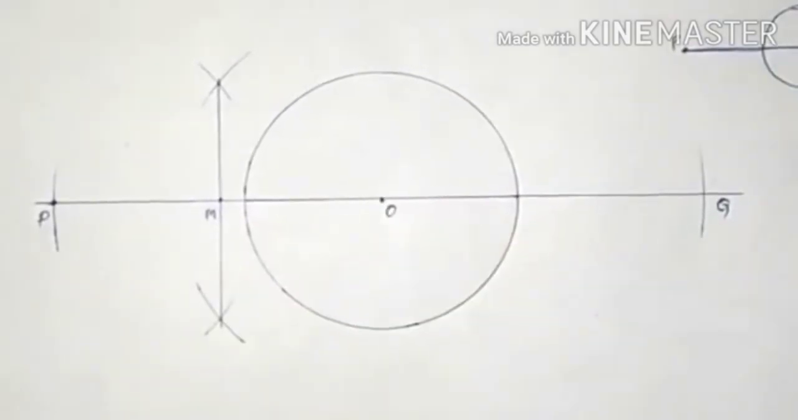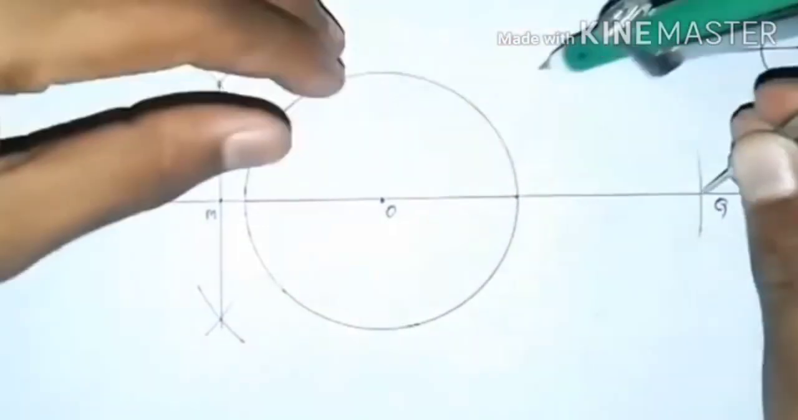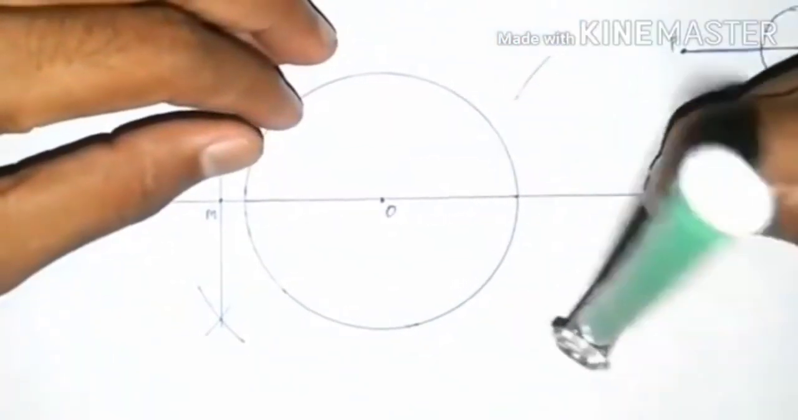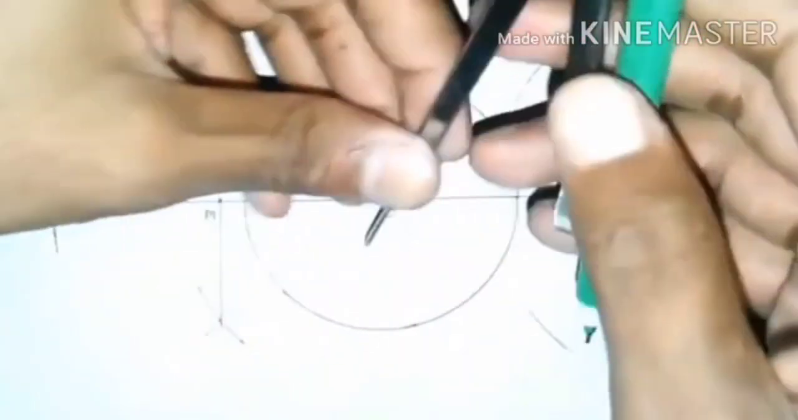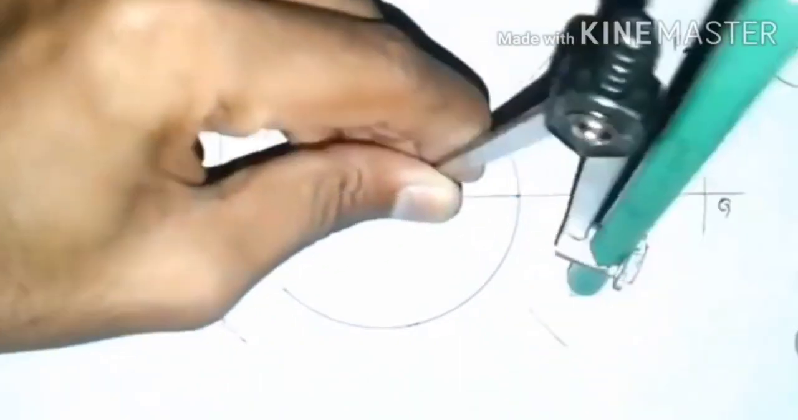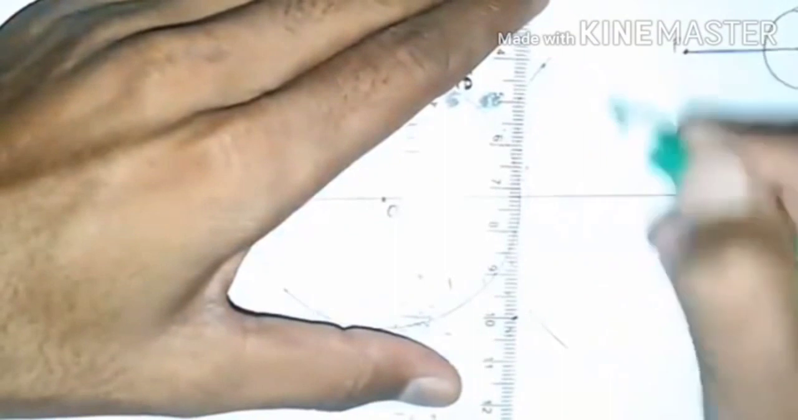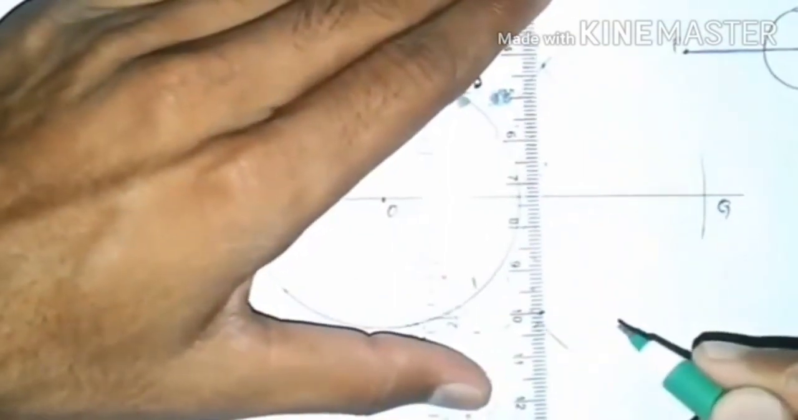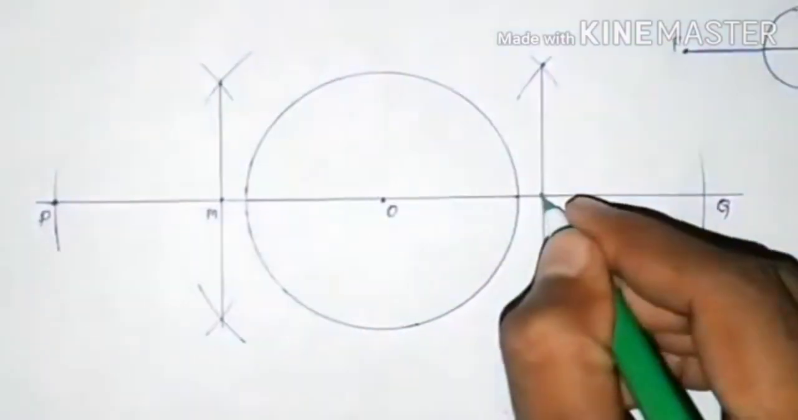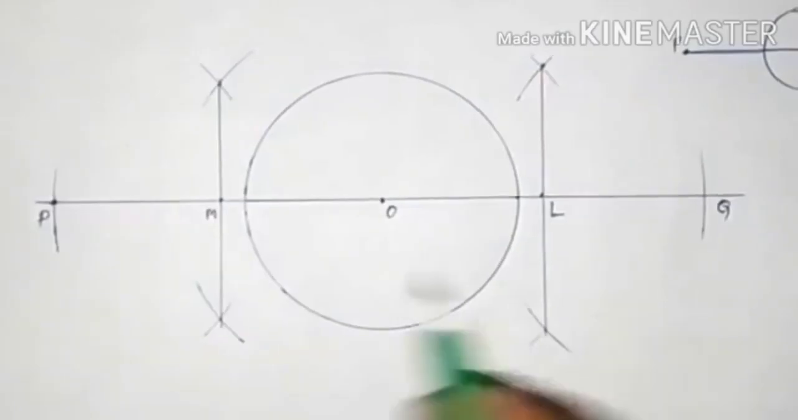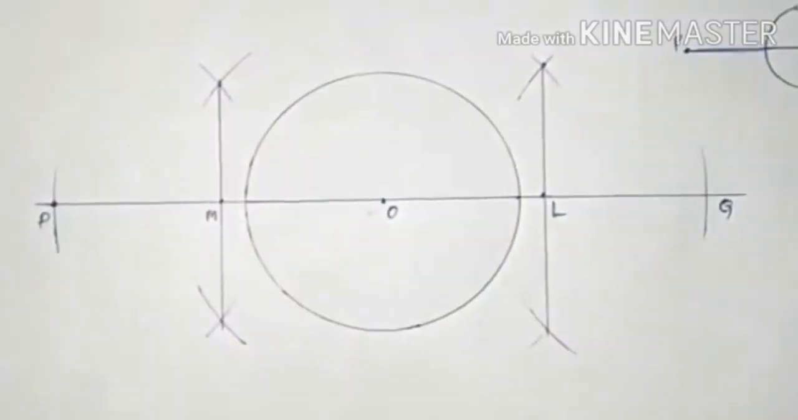Next we will consider OQ, and we have to bisect OQ. For that, at Q take more than half, draw the arcs up and down with Q as center, and using the same radius and O as center, cut those arcs which you have already drawn and join the point of intersection of those two arcs and mark the midpoint as L. Bisector of OP and bisector of OQ we have drawn.